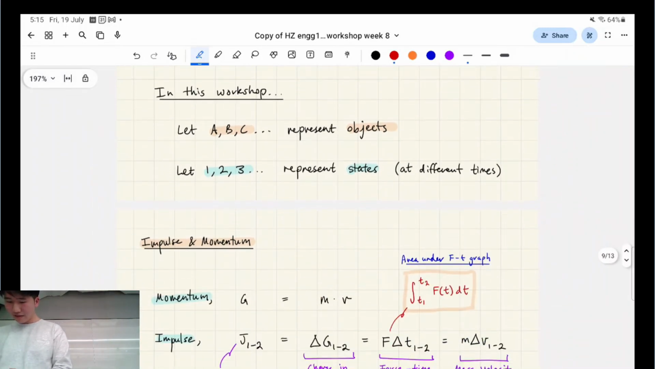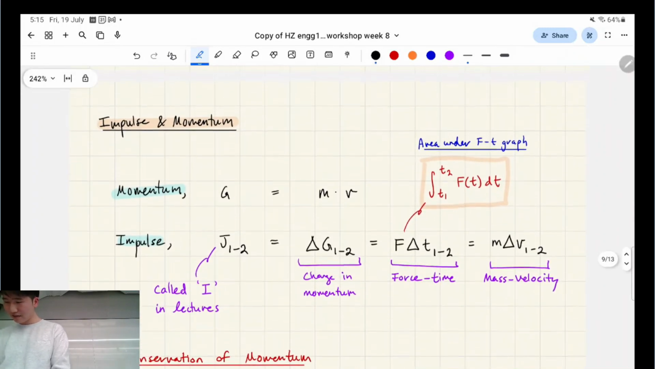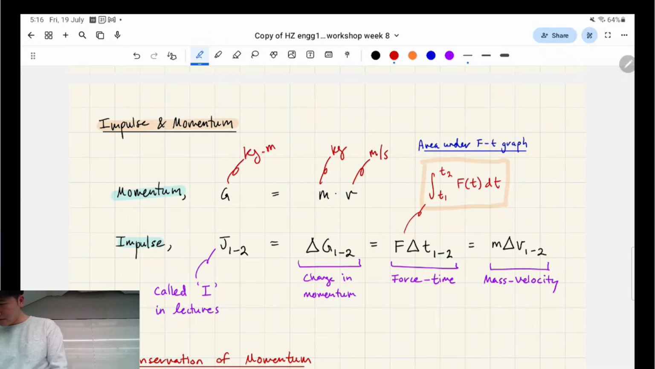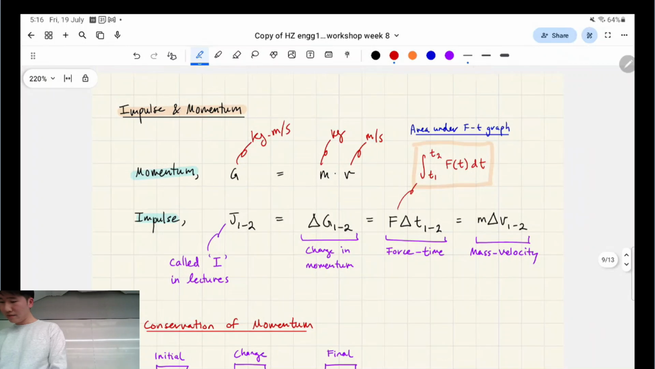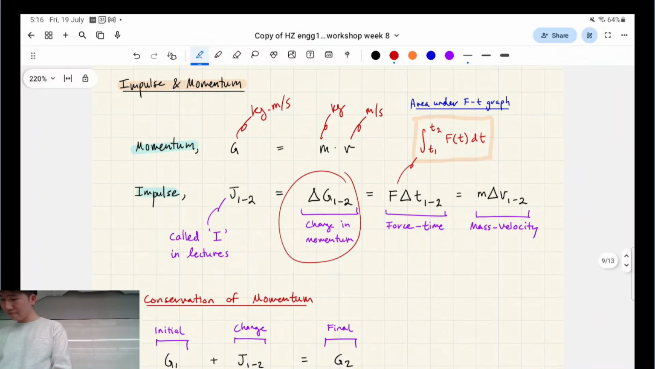Okay. So for impulse and momentum, here are our basic formulas. Momentum is essentially the mass multiplied by the velocity, so here we have kilogram meters per second. And the impulse is essentially the change in momentum between the states. So what impulse is to momentum is what work is to energy. It's just the change in that, essentially.